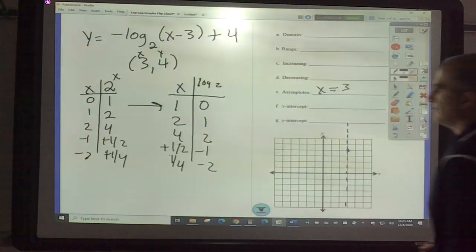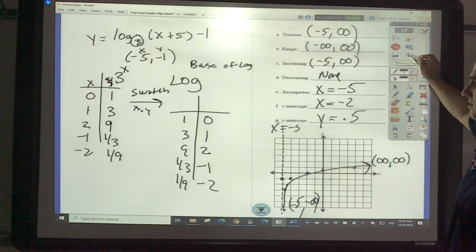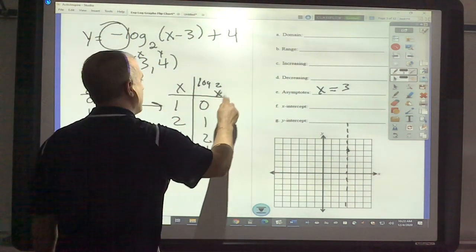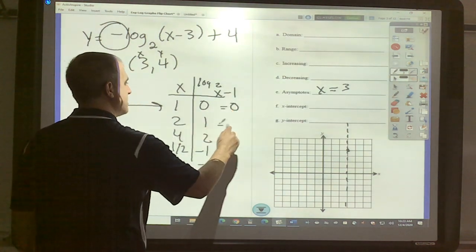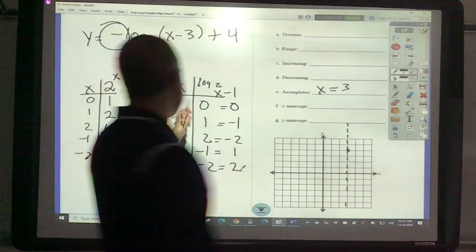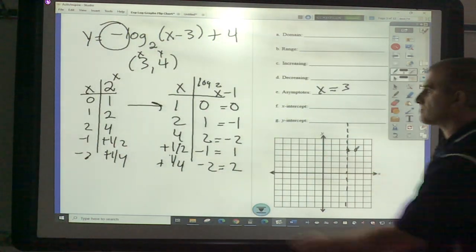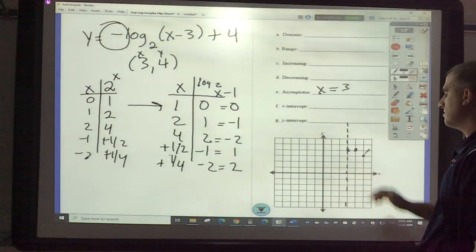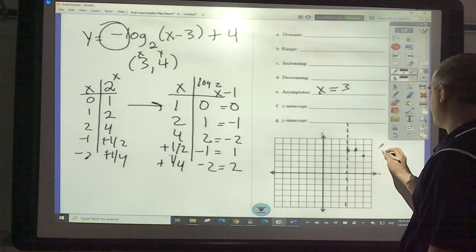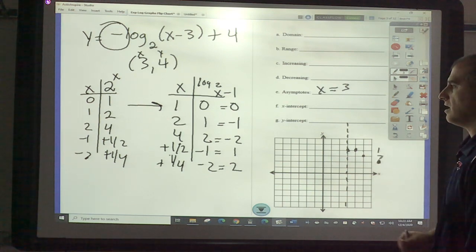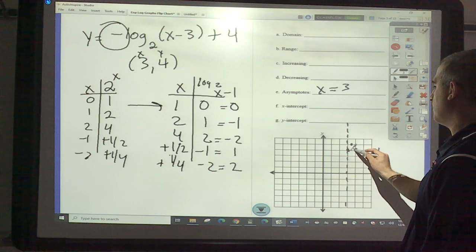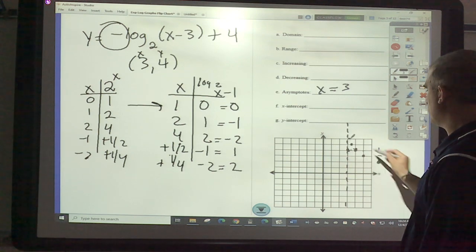I didn't do that in the last one, did I? Did I make that negative? No, good. All right. So now, since I've got this negative out here, I want to multiply all of these by negative 1. So that would still be 0. Now that would be negative 1, that would be negative 2, that would be positive 1, and that would be positive 2. So from my anchor point, 1, 0: 1 over, 0 up. 2 over, 1 down. 4 over, 1, 2, 3, 4, 2 down. 1/2 over, 1 up. 1/4 over, 2 up. So here's what this looks like.